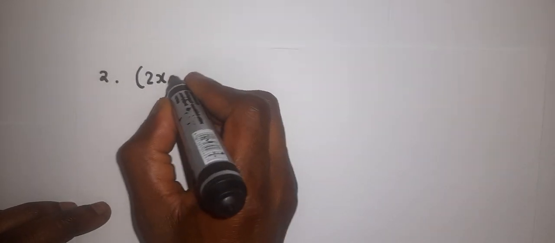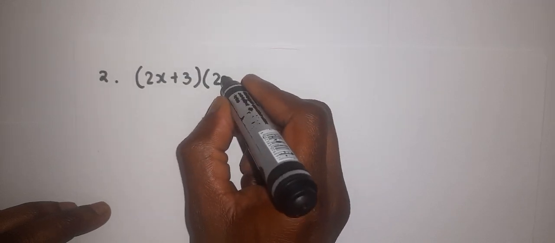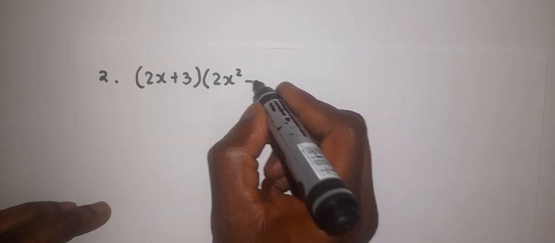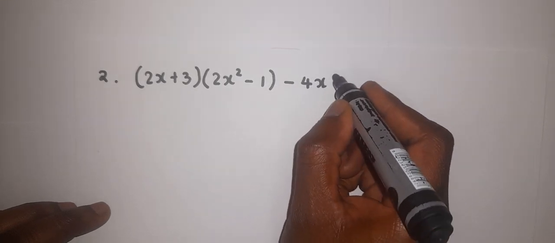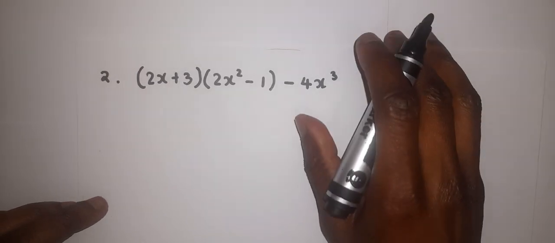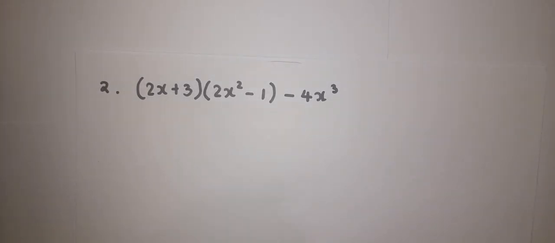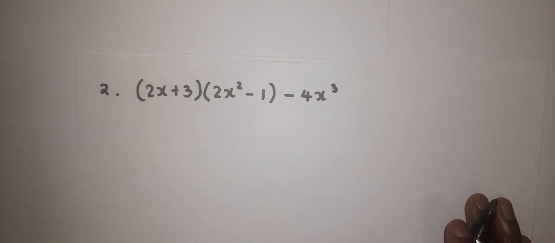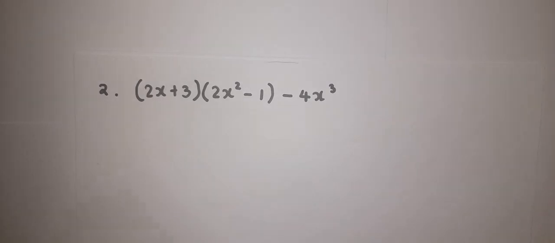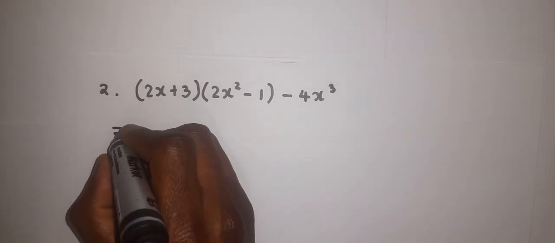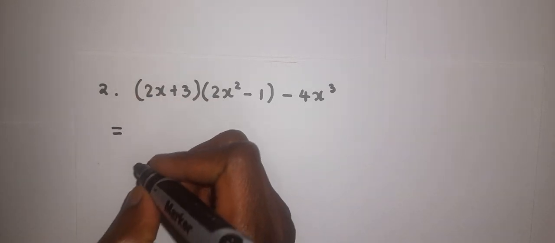(2x + 3)(2x² − 1) − 4x³. Right, so in this question, again, we follow exactly the same thing that I've mentioned before. We are going to look at this. This is a binomial with a binomial, and then we subtract a monomial. And then this will give us this times this. So it's a positive times a positive, a positive.